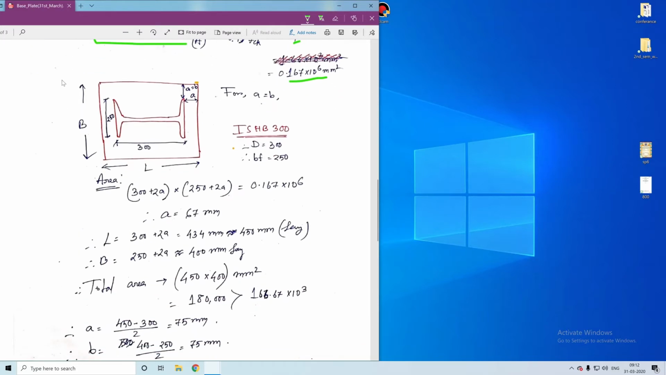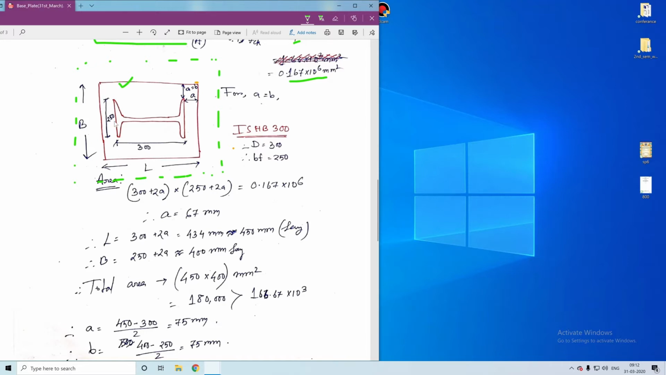Now this is the base plate. Please see, this is the base plate. The concrete block is not shown over here. Okay, the concrete block will be greater than this. Yes. Now this is the base plate, and this is the I section, that means the column.